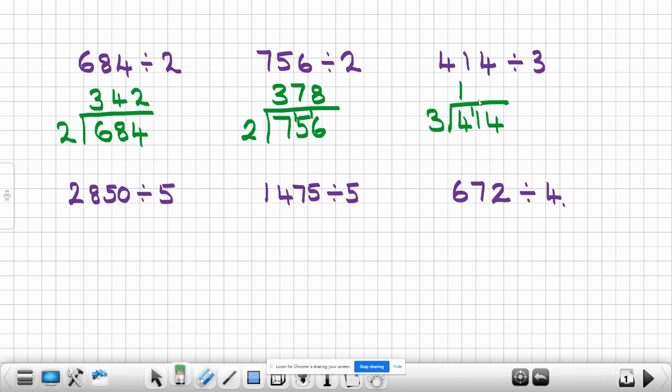3's into 11 goes 3. 3 times 3 is 9. So we will have 2 left over. Put that in front of our 4 to make 24. And 3's into 24 goes 8 times.